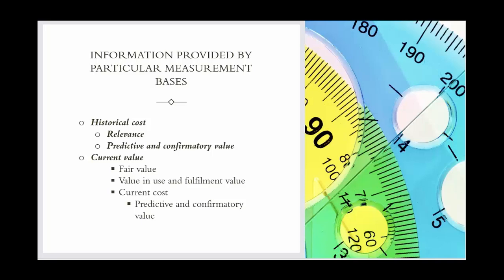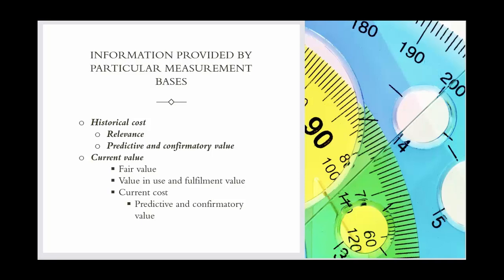Predictive and confirmatory value. Fair value is useful for predicting future cash flows based on current market trends. It also provides feedback on previous valuations. Example. If the fair value of the machine decreases from $50,000 to $40,000, it might indicate declining market demand, prompting the company to reevaluate its investment in similar assets.